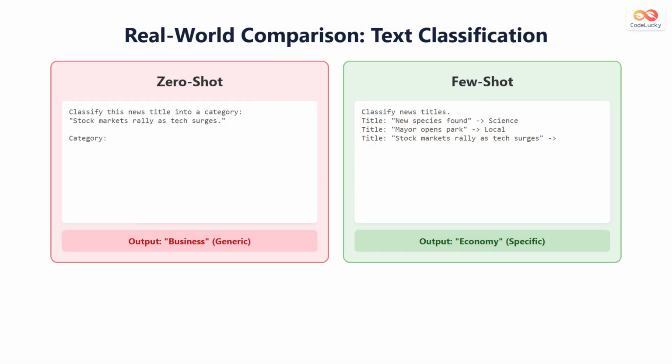Let's compare the results. In a zero-shot attempt to classify a news title, the AI might give a generic label like business. But in a few-shot prompt, where you have defined specific categories like science, local, and economy through examples, the AI understands the specific context and gives you the precise label you wanted.